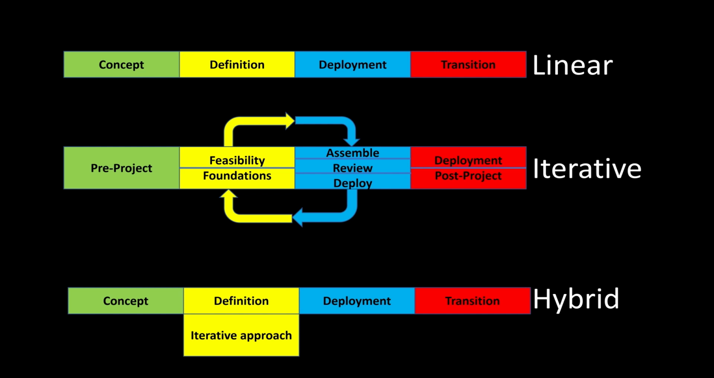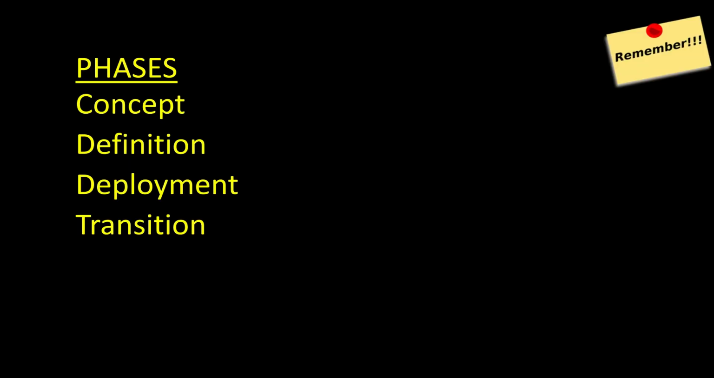So first of all, we're going to look at the linear life cycle in a little bit more detail, and this really is the most common life cycle you will use in the real world. So those phases: concept, definition, deployment, and transition. First of all, concept. You'll notice at the top right hand side there is a remember sticker on here. These are things that you will need to know in preparation for the exam.